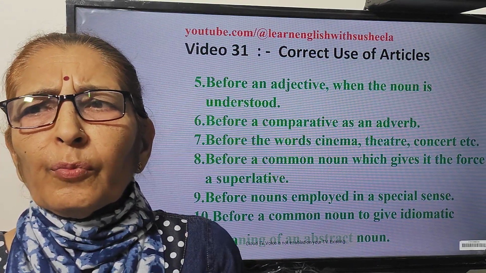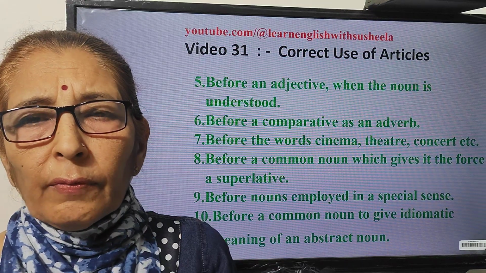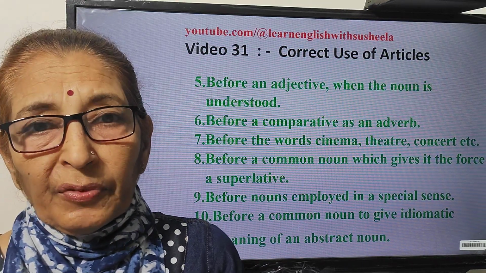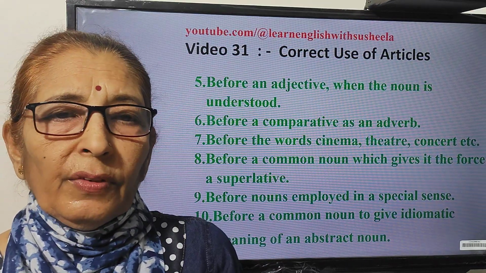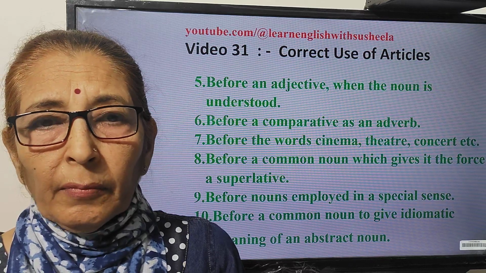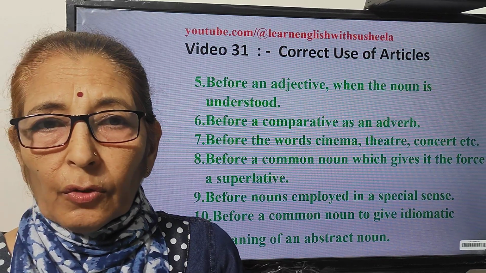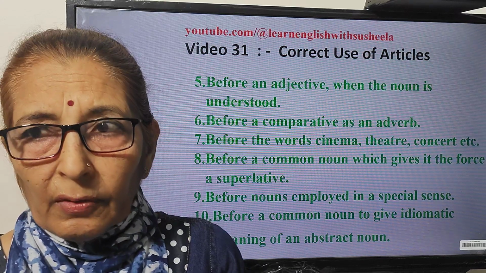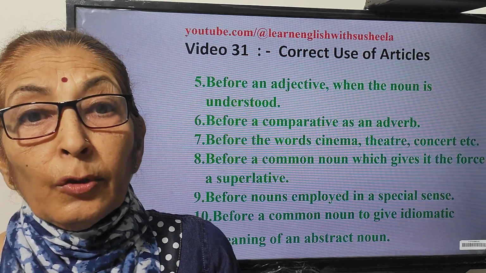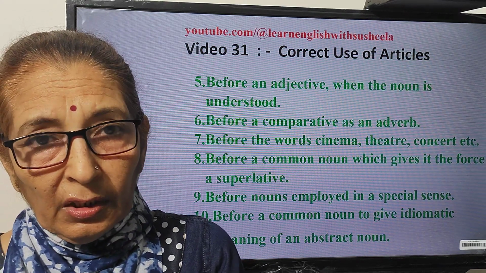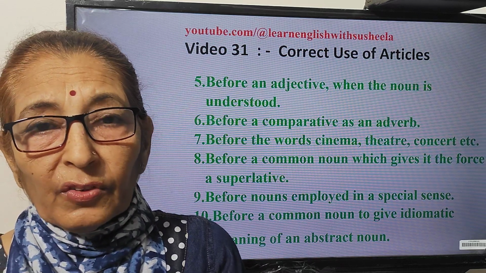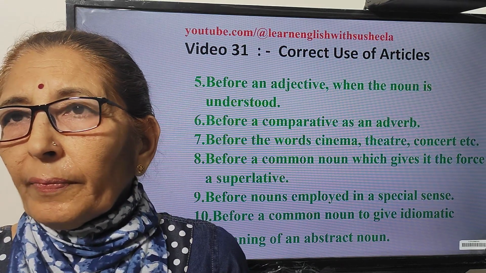Then it's used before a common noun to give the idiomatic meaning of an abstract noun. How? We say, the judge in him revolted. Here the judge has been used in the sense of spirit of justice. So it has been used in the idiomatic meaning. The judge in him, that is the spirit of justice in him, revolted.